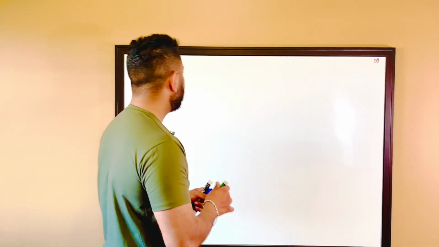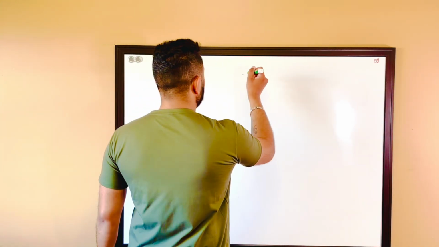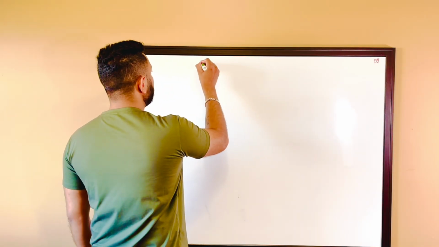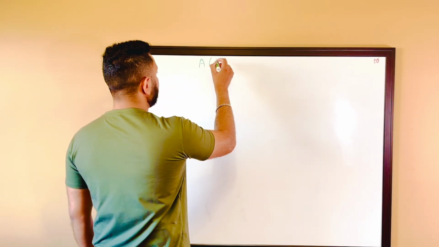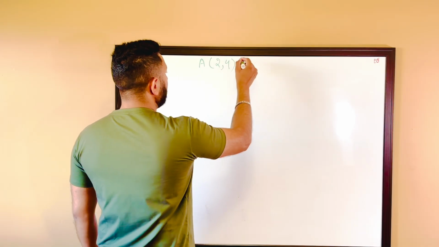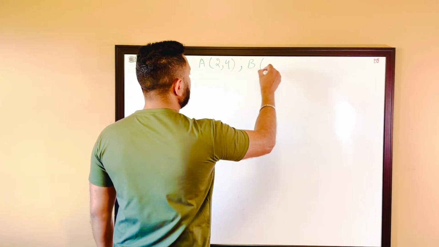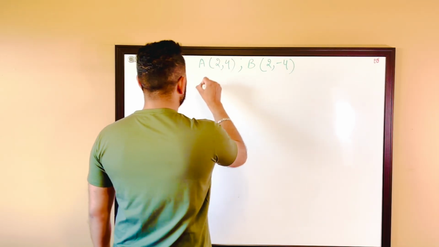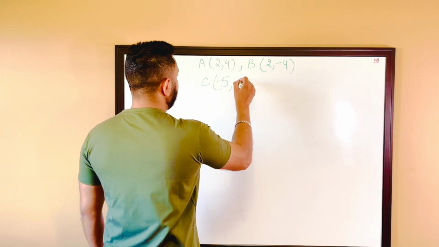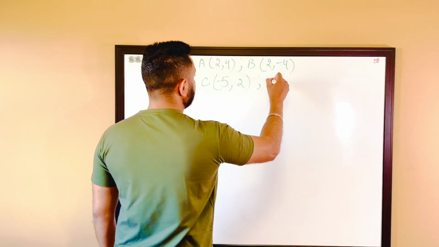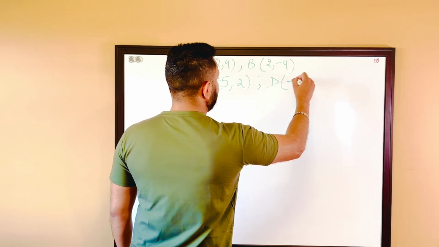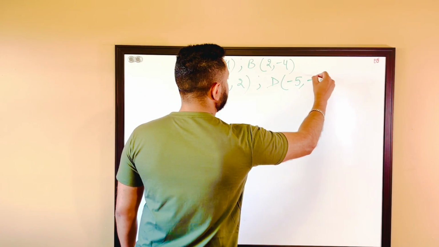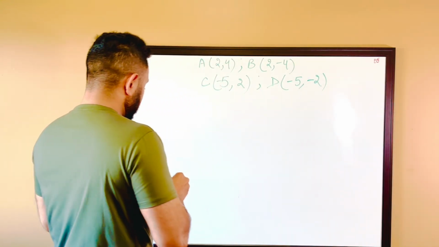Now we're going to talk about all the four quadrants. So for example, if we have to locate these points on a graph like 2, 4, let's say 2, -4, or -5, 2, and -5 and -2.